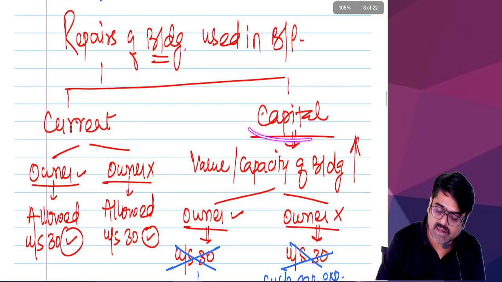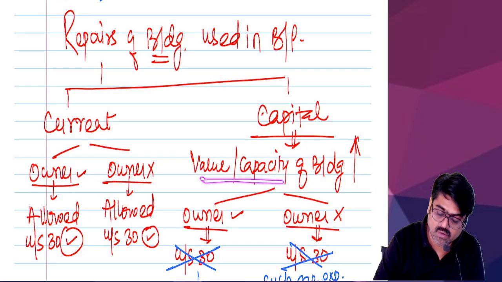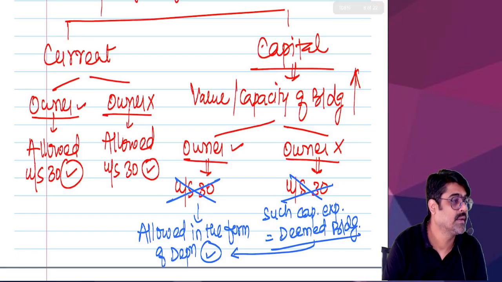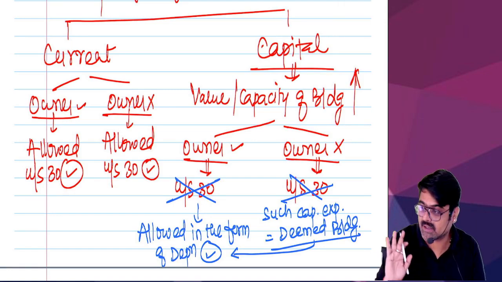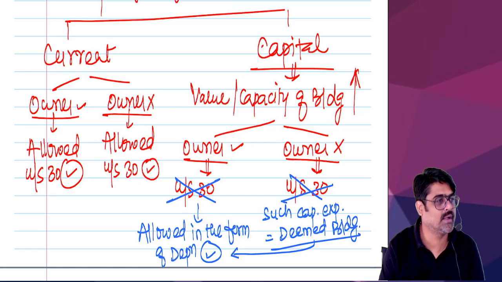But what if the repairs are capital in nature? What is the meaning of capital repairs? The repairs which enhance the value or capacity of the building will not be allowed as a deduction. Under section 30, you cannot claim the deduction of capital repairs. That does not mean that capital repairs will not be allowed at all. It will be allowed, but in small parts, in the form of depreciation.